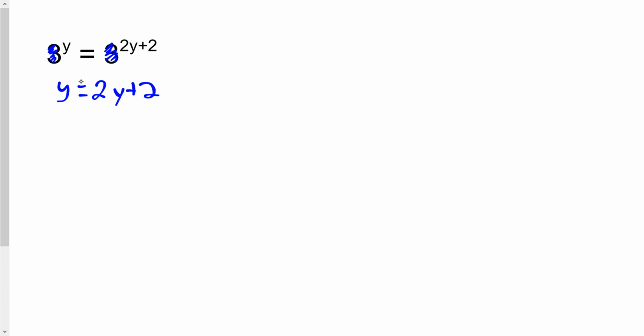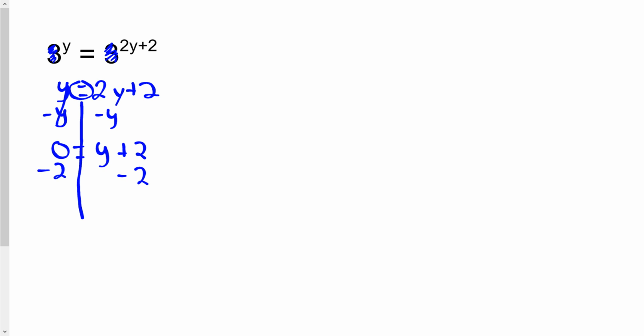So what I'm going to try to do is get my variables to one side. It does not matter which one you move. All I know is that I need to cross an equal sign. So let's just go with keeping the variable positive. So let's subtract a y off both sides. That leaves me with 0 on this side equals 2y minus y is 1y plus 2. And then we're going to subtract 2 off both sides to get rid of the constant. So y equals a negative 2.